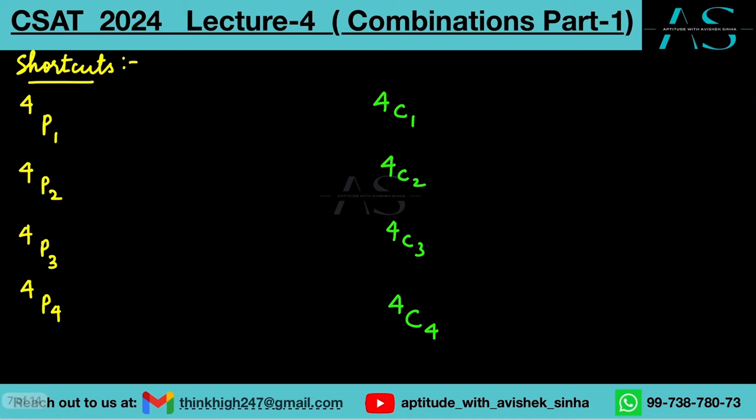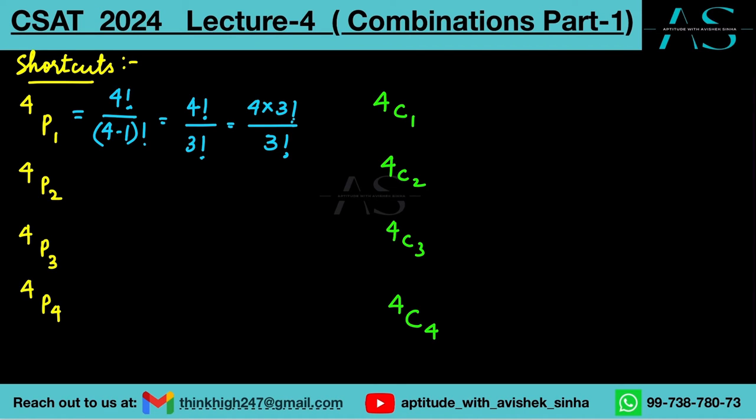There are certain shortcuts using which we deal with these formulas of permutation and combination. What are they? When we talk about 4P1, how do we break 4P1? 4 factorial upon (4 minus 1) factorial. This is 4 factorial upon 3 factorial, or 4 into 3 factorial upon 3 factorial. And ultimately the answer boils down to 4. So 4P1 is actually 4.